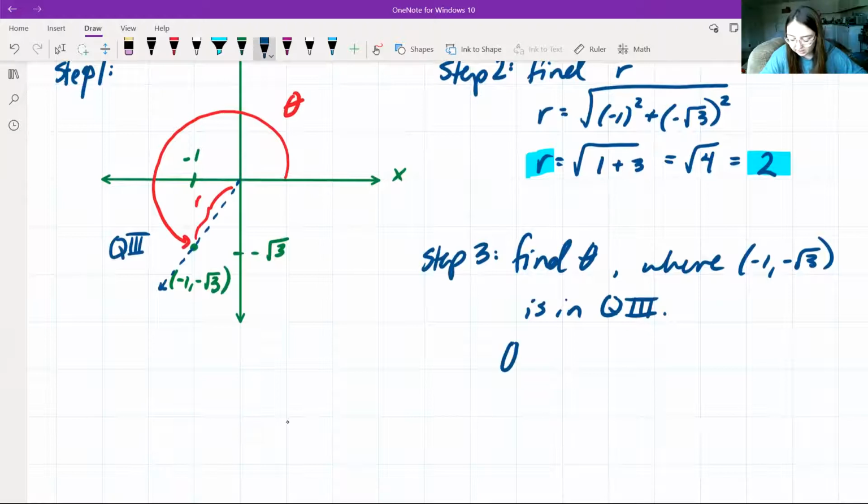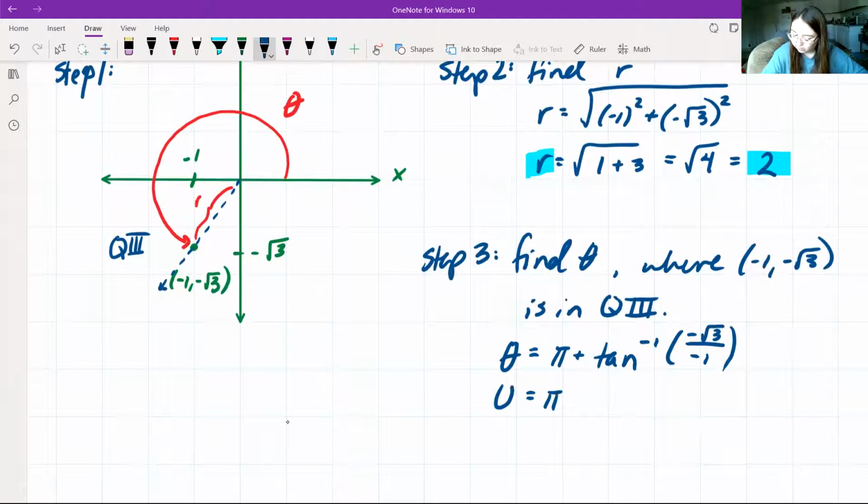So we get theta is equal to pi plus tangent inverse of negative square root of 3 divided by -1. This simplifies down to tangent inverse of just square root 3, since we see negative square root of 3 divided by -1. We're really just getting rid of the negative there. So this is going to become tangent inverse of the square root of 3.